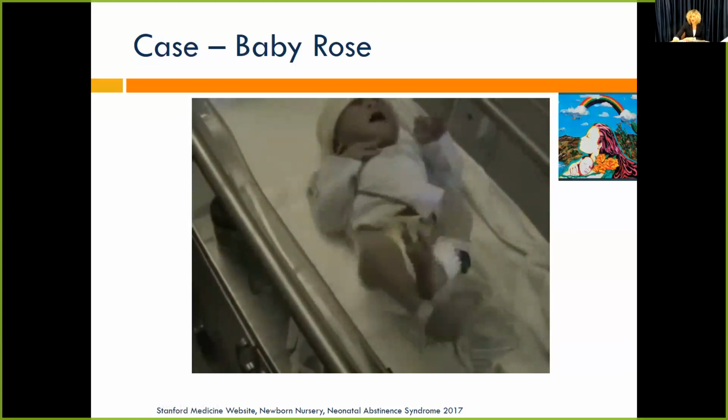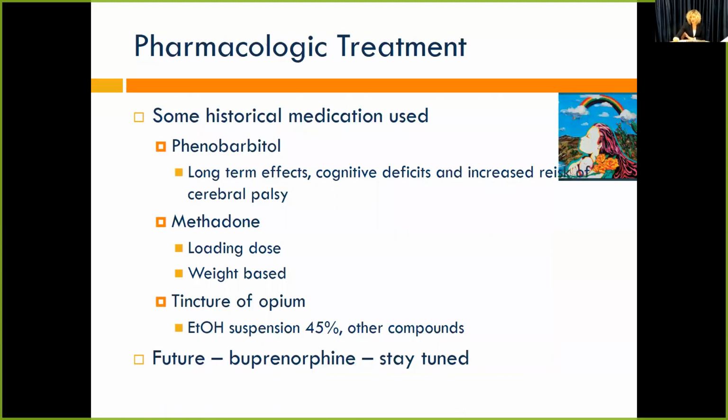And so since baby Rose has used up all of her non-pharmacologic interventions and still is scoring high and is meeting the criteria for a medication, we have to consider which one we're going to use. As part of this project, we're going to recommend an oral morphine protocol, but I wanted to let you know what some other medications were used for babies.